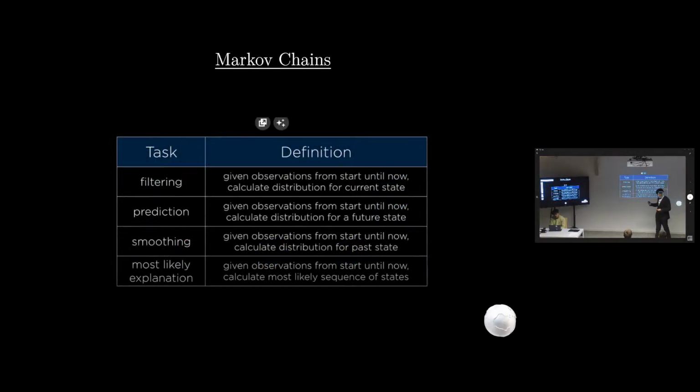And we could use such techniques in a lot of tasks. For example, filtering: given observations from the start until now, calculate the distribution for the current state. Or prediction: given observations from the start until now, calculate the distribution for a future state. Or most likely explanation: given observations from the start until now, calculate the most likely sequence of states. Again, we made very big progress. While at the beginning our AI was not able to do inferences, now our AI is able to deduce stuff. I know this happened before, and this means that this is going to happen tomorrow, for example.